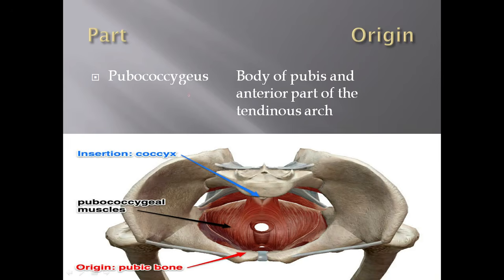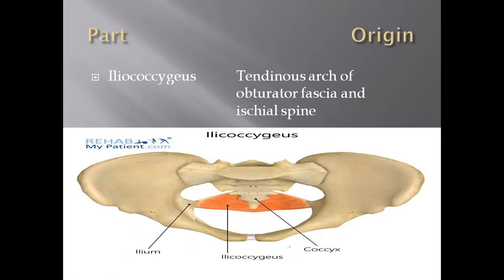Next is the pubococcygeus, which originates from the body of the pubis and the anterior part of the tendinous arch. So you can see the pubococcygeus, which is here. It originates from the body of the pubis. You can see the body of the pubis around here, and then it also originates from the anterior part of the tendinous arch. So the anterior part of the tendinous arch is around here. So this is where the pubococcygeus originates, on both sides.